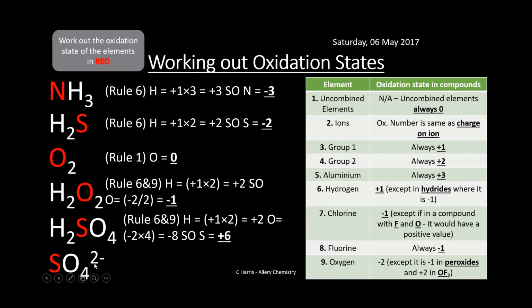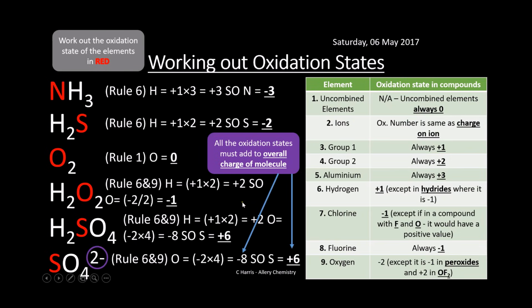Right, this one's a little bit different. SO4, 2-. Notice this one's got a charge. Not too difficult, to be honest. Work it out the same way. Oxygen is -2 individually. You've got 4 of them, so that's -8. Sulfur, basically, you've got to add the numbers up until you get to that charge. So this is -8. Sulfur's got to be +6, because -8 plus 6 gives us -2. So like we say, all the oxidation states must add to the overall charge of the molecule. Take note of that charge, it's very important.